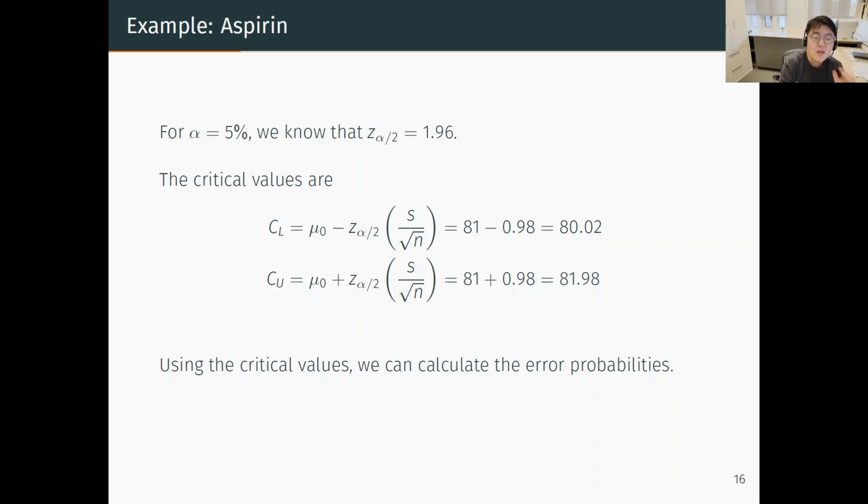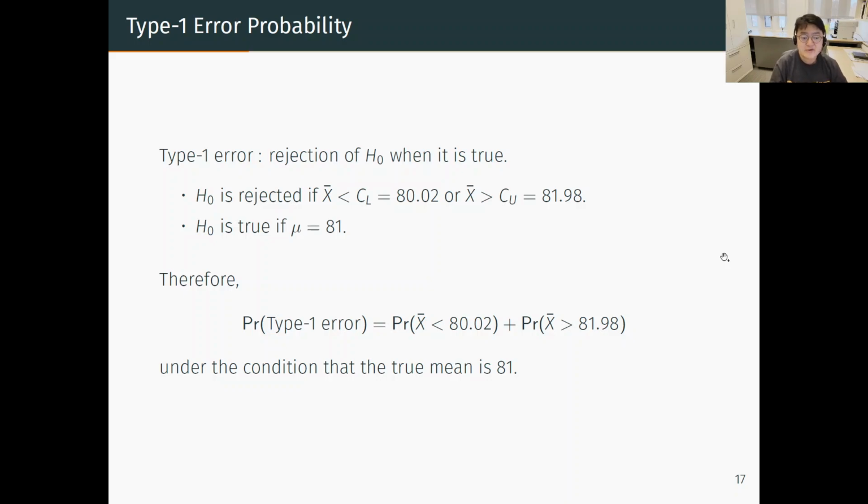So we are going to use the critical value approach to calculate type 1 and type 2 error probabilities. So you will see why it's convenient in the coming slides. Okay, let's first think about the type 1 error probability. Remember, type 1 error happens when you reject the null hypothesis, but it is actually true. So you should not have rejected the null hypothesis, but you rejected it. Of course, when you reject it, you don't know if it's true or not.